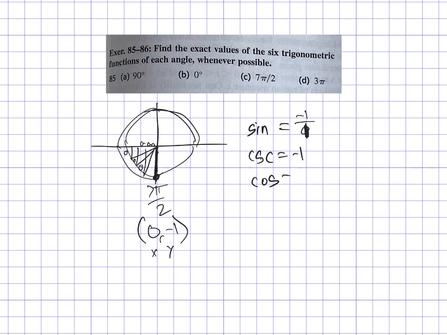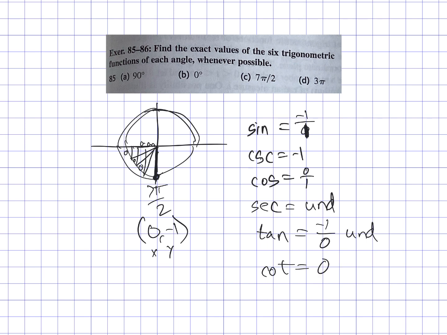The cosine is the adjacent leg, which is getting closer and closer to 0. So 0 over the hypotenuse. And the secant then is undefined because it'd be 1 over 0. And tangent is y, negative 1, over x, 0. That's undefined. Cotangent is going to be the reciprocal, 0.